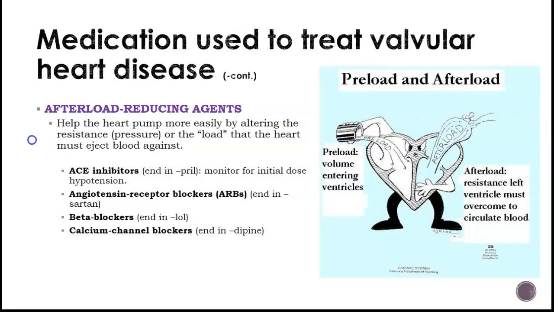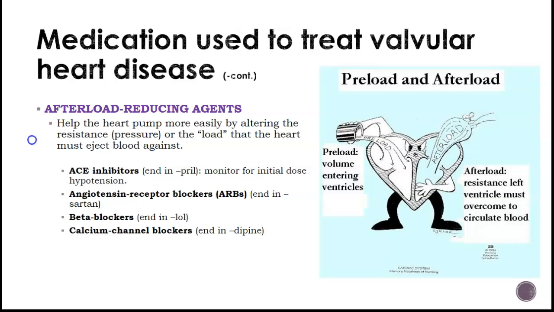Some other medications used to treat valvular heart disease are your afterload reducing agents. These help the heart pump more easily by altering the resistance or the pressure or the load of the heart, the load that the heart must eject blood against. So this is going to help lessen that pressure and make the workload for the heart less. ACE inhibitors end in pril. You want to monitor the initial dose for hypotension. Angiotensin receptor blockers, your ARBs, usually end in sartan. Beta blockers typically end in lol, and your calcium channel blockers end in dipine.